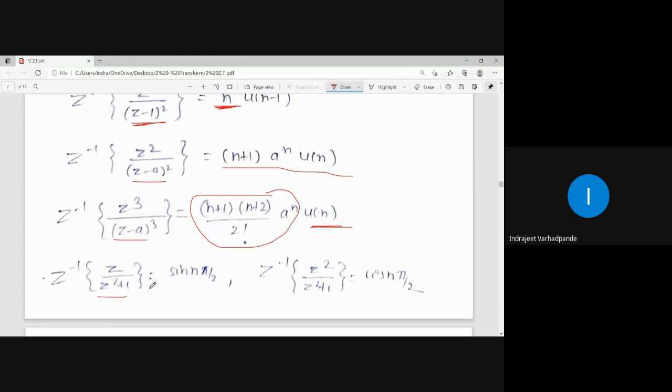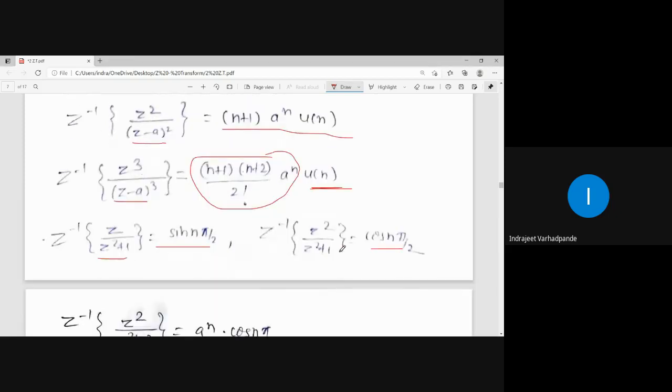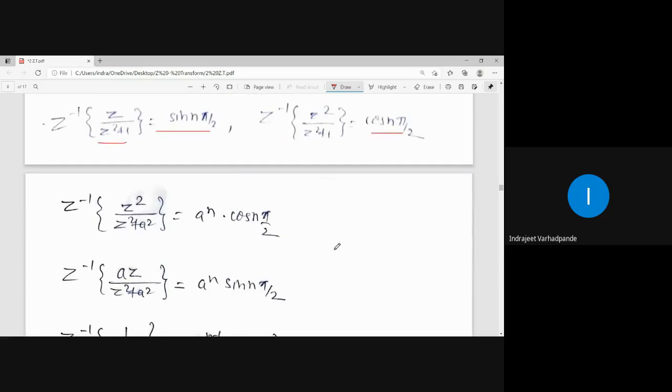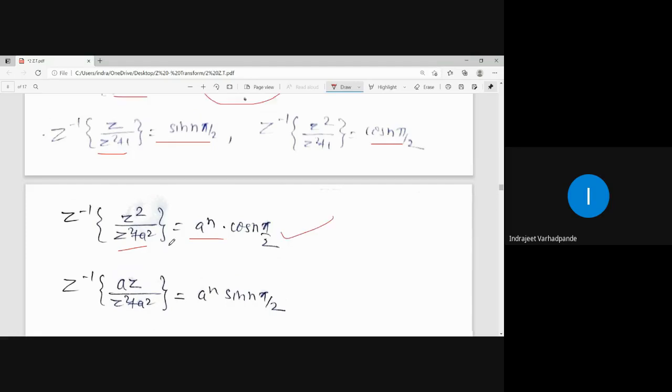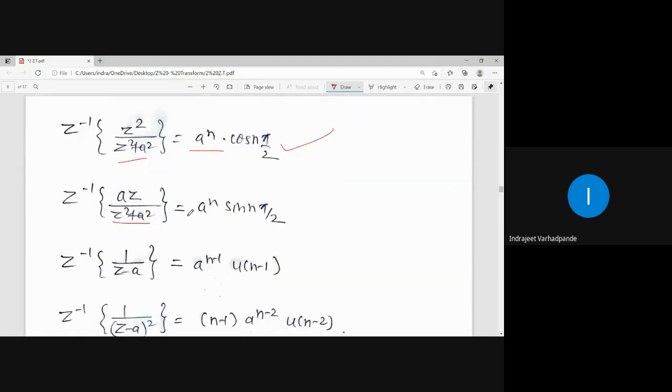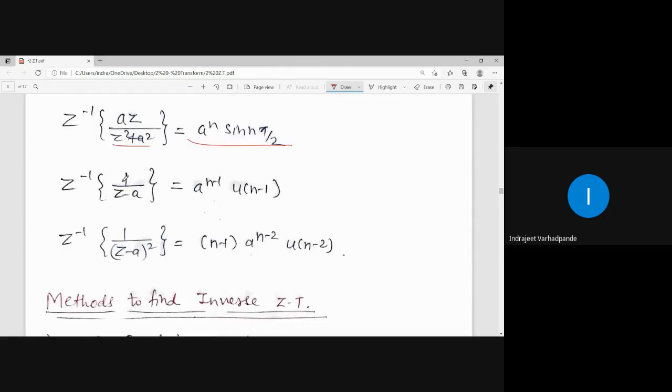Z inverse of this quantity will be sin n pi by 2. Z inverse of this quantity will be cos n pi by 2. So these are some standard results. Also with a to the power n, we wrote Z inverse of Z square upon Z square plus a square as a to the power n into cos n pi by 2, and Z inverse of a Z upon Z square plus a square as a to the power n into sin n pi by 2. So 1 upon Z minus a gives a to the power n minus 1, one power less. For a square, again one power less, it will be a to the power n minus 2.